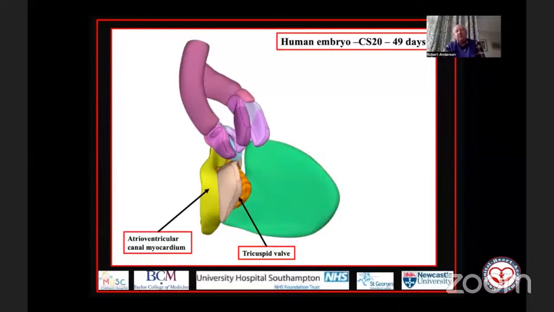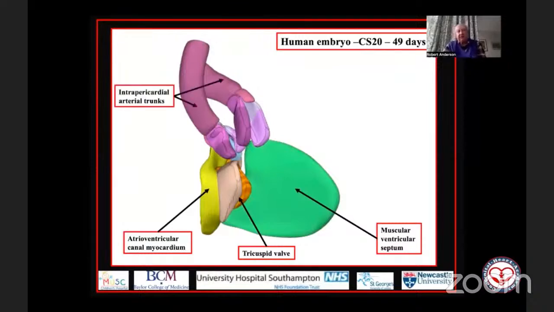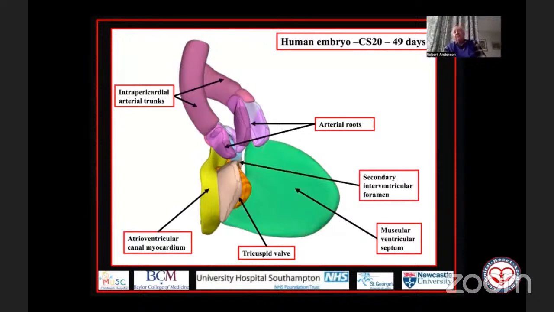There you see the developing leaflets of the tricuspid valve, and in green, we're looking at the right side of the muscular ventricular septum, and we've seen that this forms by compaction of aggregates of ventricular cardiomyocytes. But now we've also put in the intrapericardial arterial trunks, and there you see the separated arterial roots. And at this stage, the left ventricle opens into the developing right ventricle through the secondary interventricular foramen.